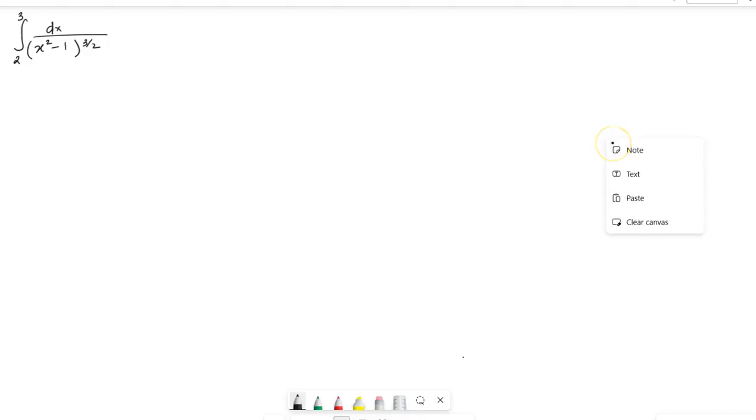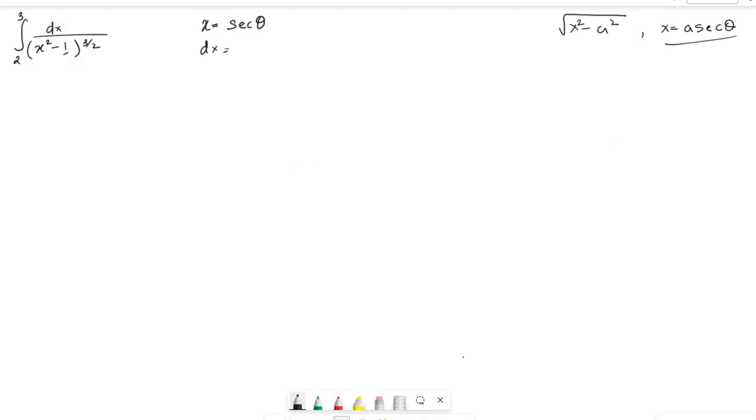This question has a factor like x squared minus a squared. If that is the factor, we make the substitution a secant theta. In this question, a squared is 1, that means a is 1. So I'm going to make the substitution x is just secant theta because a is 1. dx is the derivative of secant theta, so secant theta tangent theta d theta.